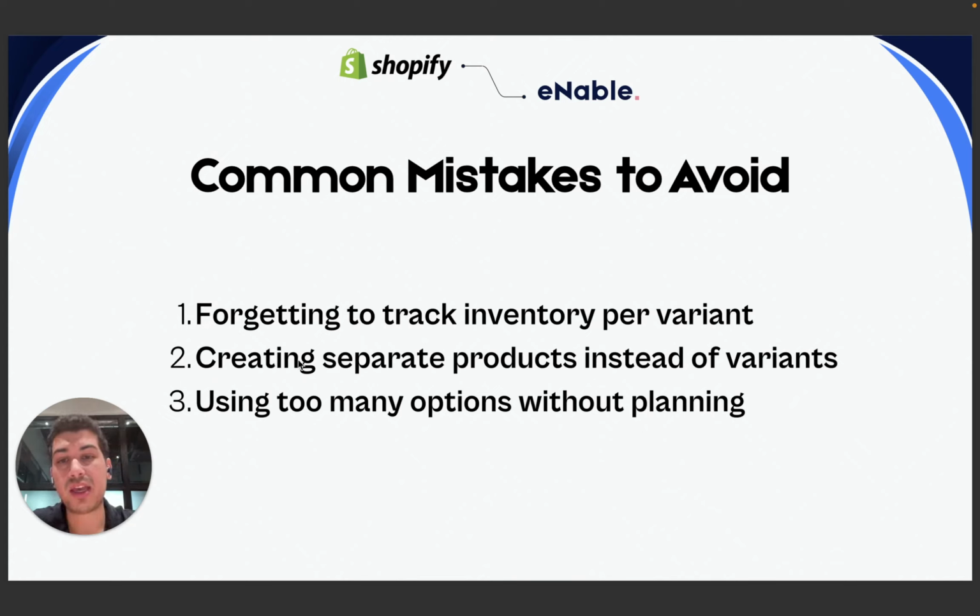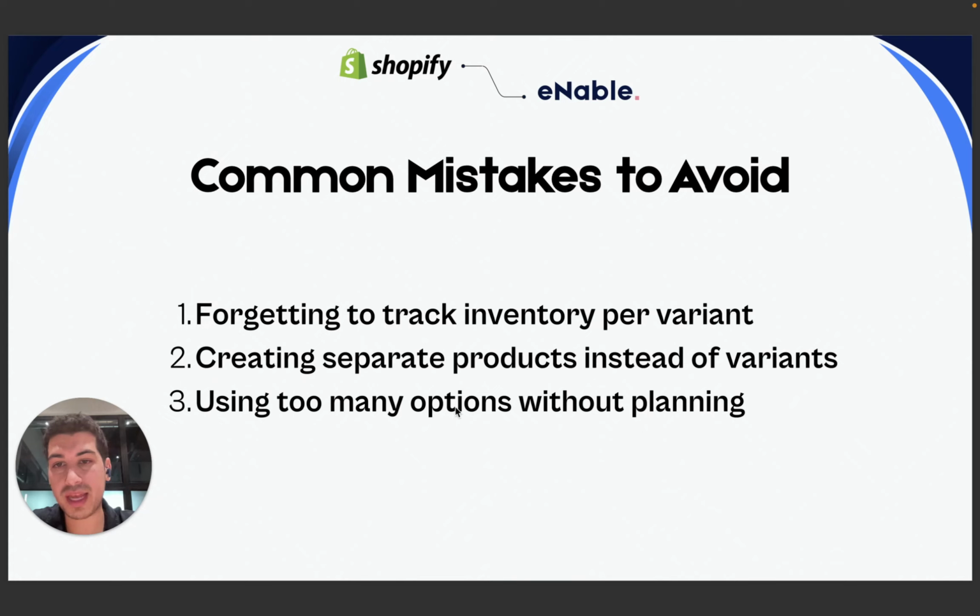Secondly, creating separate products instead of variants. This is a big mistake. I don't want to create an individual product for each combination of variants. I don't want to have one product that's small green, small blue, small gray, etc. That's going to just cause a big mess as well. The most simple way of doing it is creating child variants inside of a parent product.